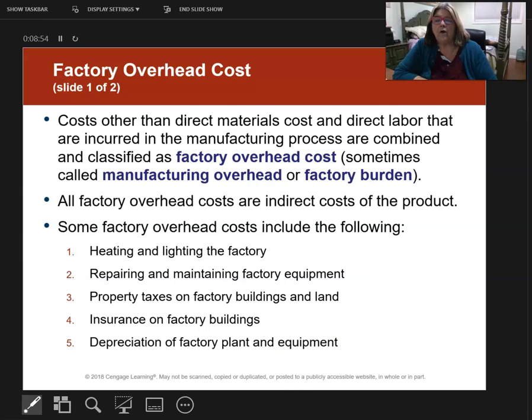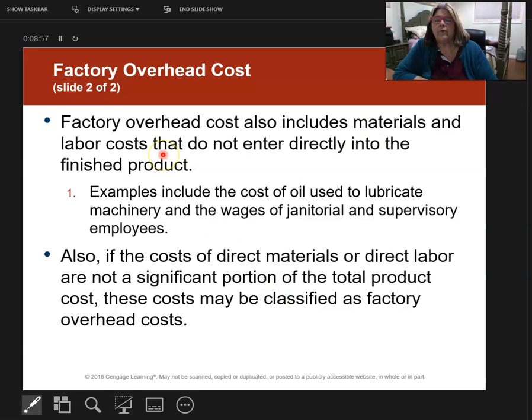Now, there are some examples of materials and labor that actually are not direct. They're indirect labor and indirect materials. Remember, in order to be direct materials or direct labor, they have to have both of those characteristics. But for example, the cost of the oil to lubricate machinery, and the wages of my supervisory employees or my janitor, are indirect materials and indirect labor. That's what they're called. So if they don't meet the criteria to be direct, they're indirect, and all indirect goes into factory overhead.